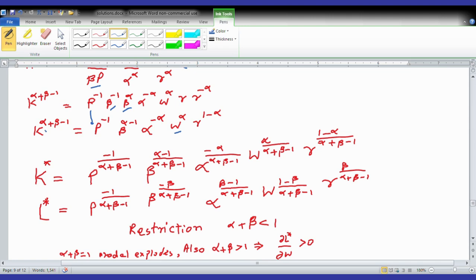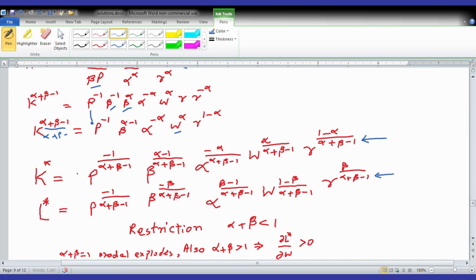I divided this power by alpha plus beta minus 1, and I did with every other power, because whatever we are doing on the left hand side we should be doing on right hand side as well. And when I did this, I was able to get this factor demand function for capital, and similarly factor demand function for labor.